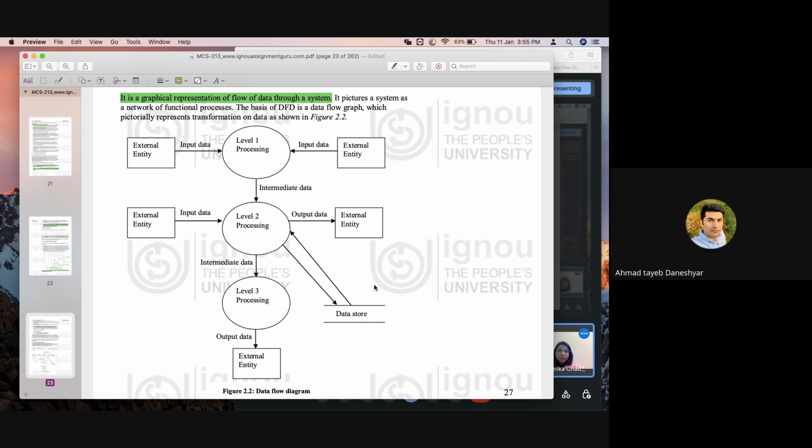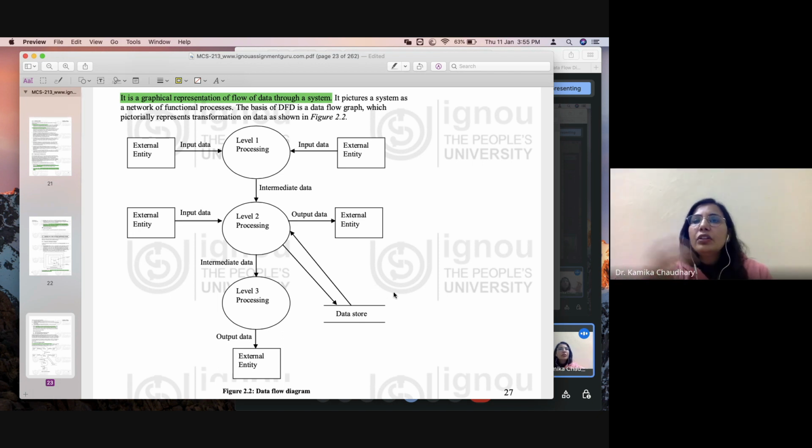Yes, ma'am. Okay, so just imagine your own system, your IGNOU system, right? Just replace this external entity with the student. This is my student, this is my student, and this circle is the internal processing that is being performed by your software system of IGNOU. Fine. So that is happening over here.